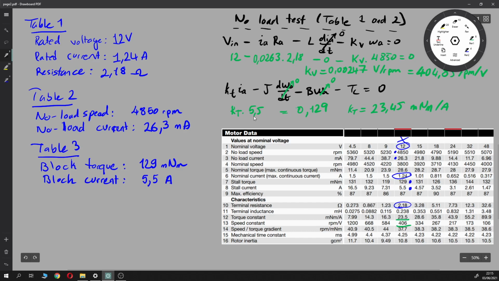This equation is very easy to solve, and we have 23.45. Also the unit is given here, and in the parameter table, we can see that this value is also very similar to the table value that we have. Normally, this is extra information. Normally the torque constant and speed constant are experimentally equal to each other or very close to each other.